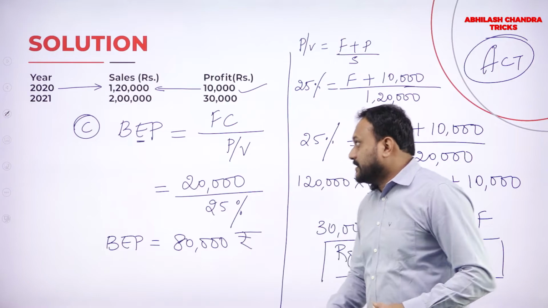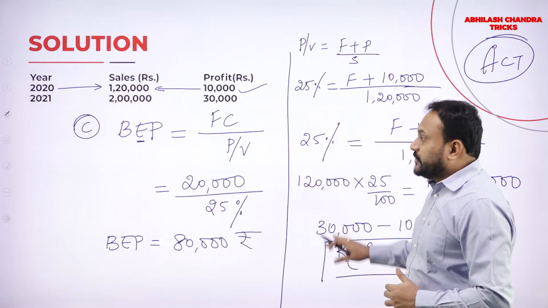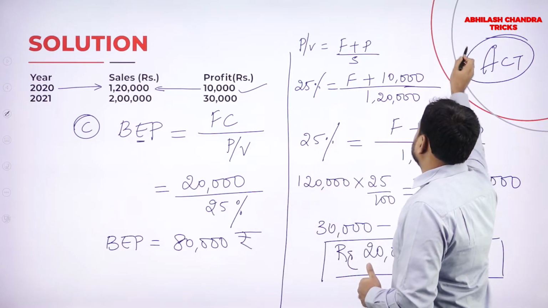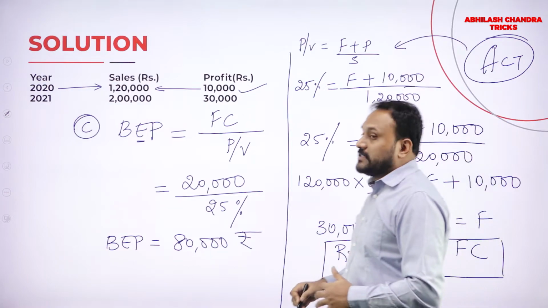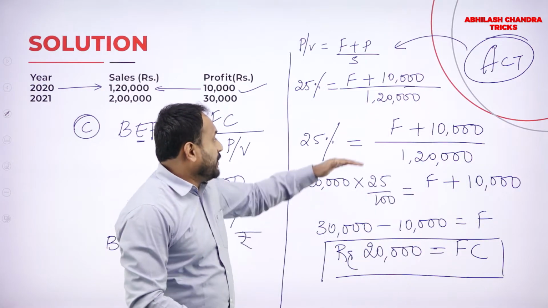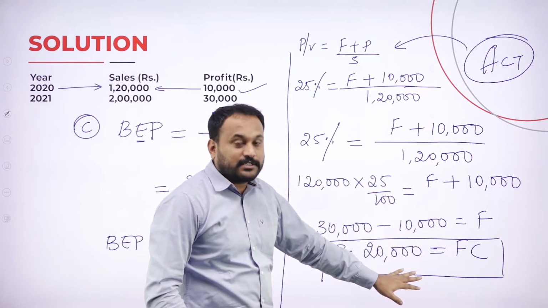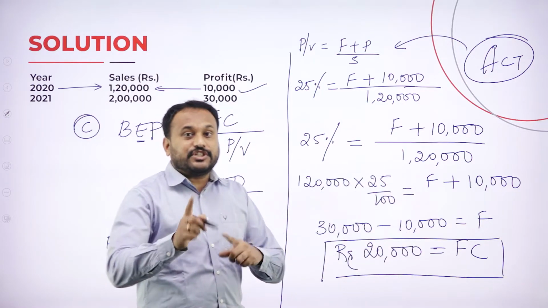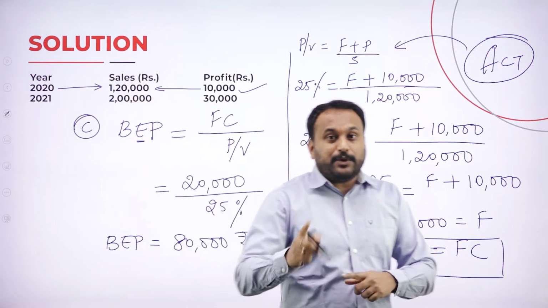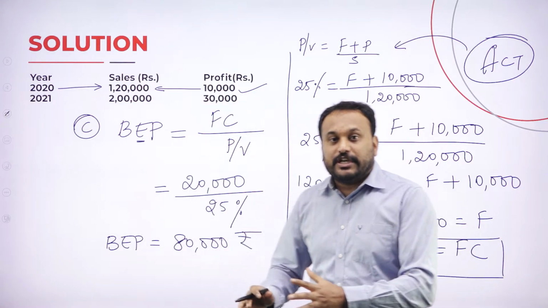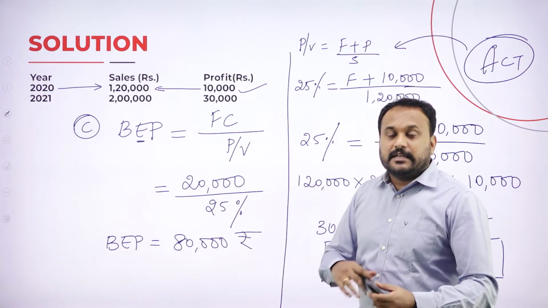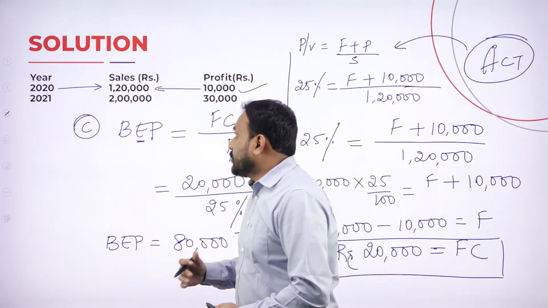Now here to find fixed cost, I used this ACT, PV is equal to F plus P divided by S. Later I went with the step marks, the cross multiplication, all those things, and I got my fixed cost. Fixed cost will never change. PV will never change in this question because there is nothing like alteration. Let's go with the next question.